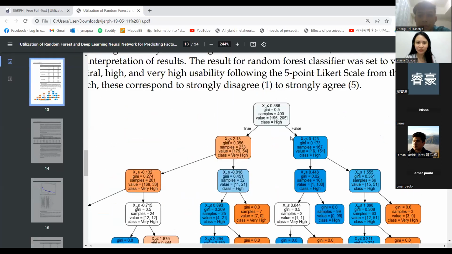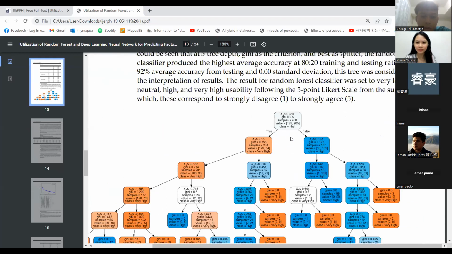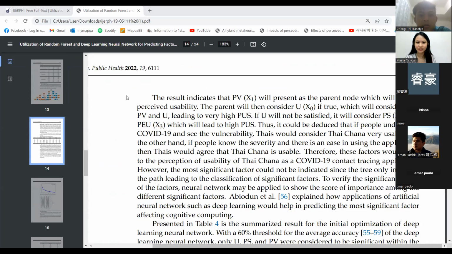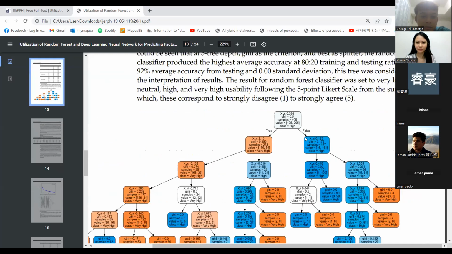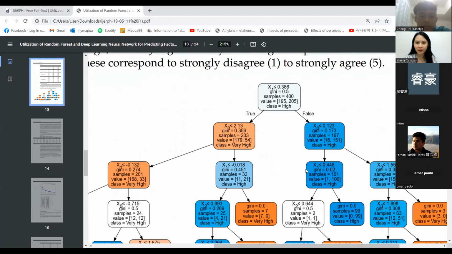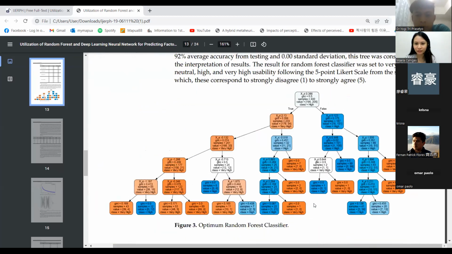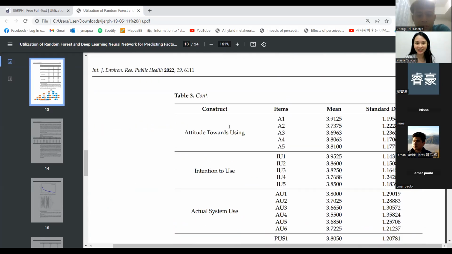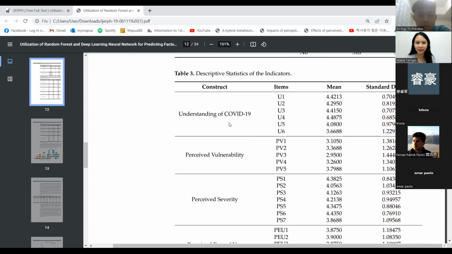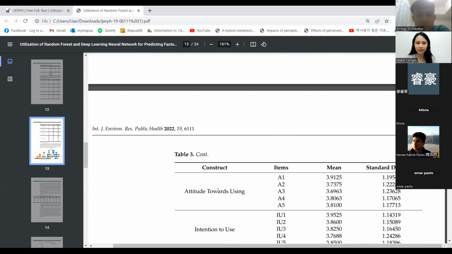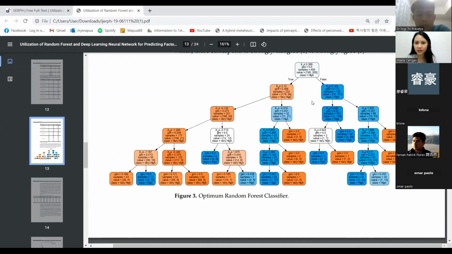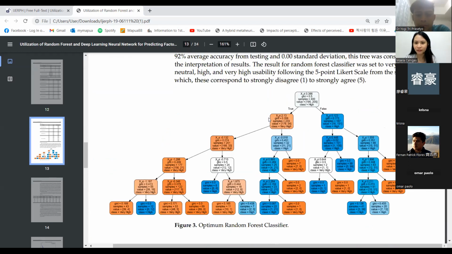So for this one, I'll find the example. But this is already the optimum RFC. No, the bottom one is the ANN. So for this example, Ardvin pruned this part for sure. He has 9 constructs. So if you have 9 constructs, you must have 9 levels as well.